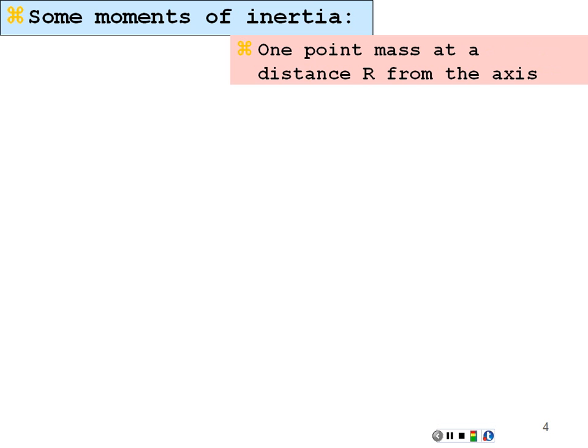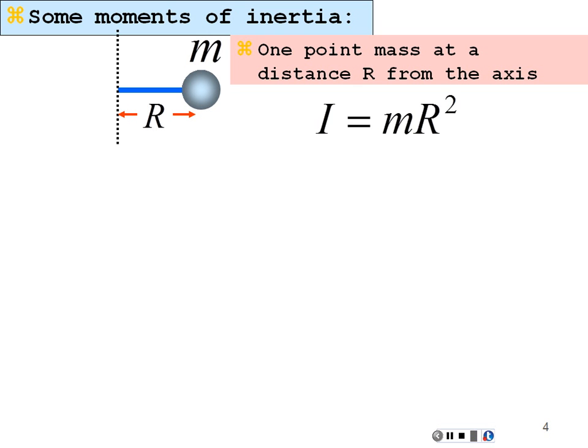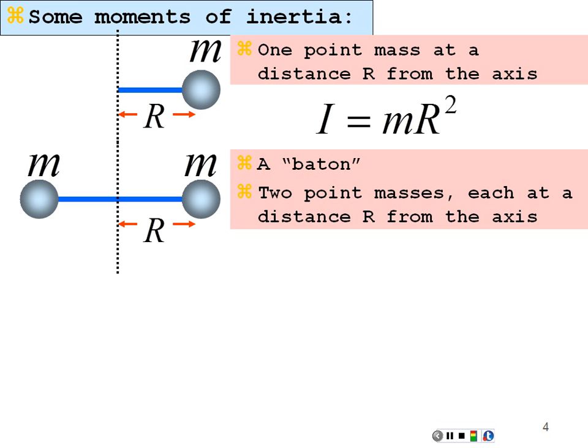Here are some moments of inertia. It's the summation of mr squared. If I just had a point mass out there, then my moment of inertia is simply m times that distance from the axis squared, mr squared. If I had 2 point masses, like a baton, revolving around an axis here, I would have an mr squared for one point mass and mr squared for the other point mass, and I would add them together, and my moment of inertia would be 2 mr squared.